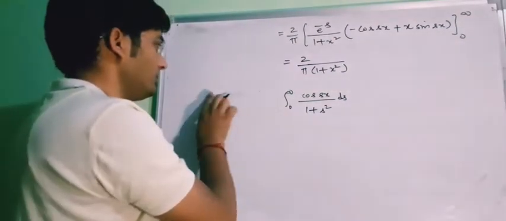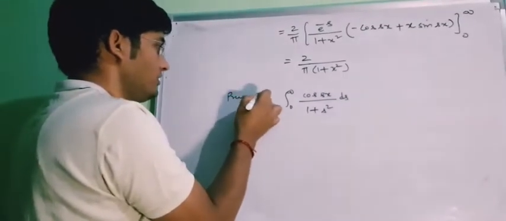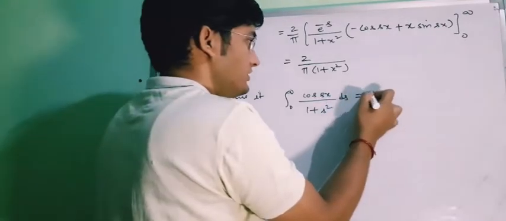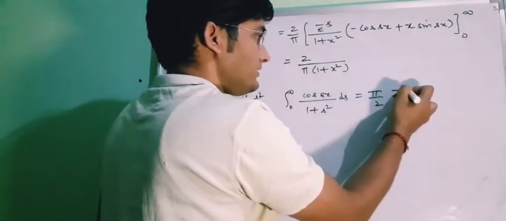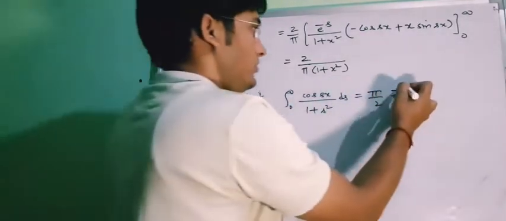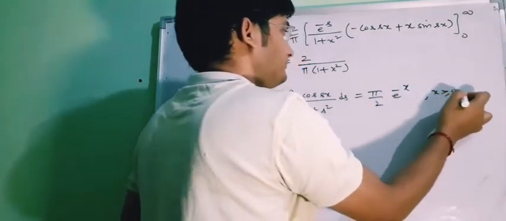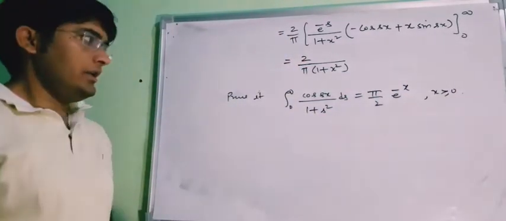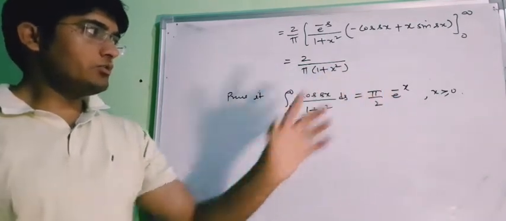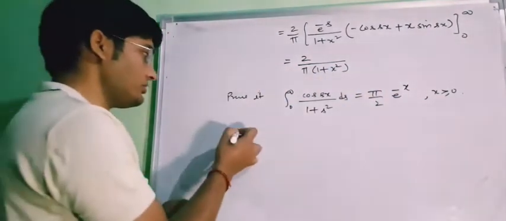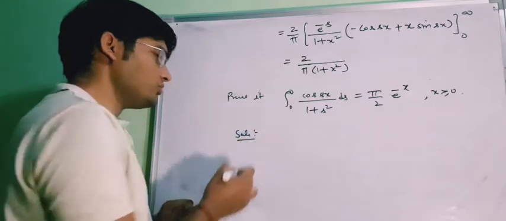You can say, let us prove it, not solve. Let us prove that the value of this integral is equal to pi by 2 e to the power minus x for x greater than or equal to 0. Let us prove that this is equal to e to the power minus x. Solution. We have two choices.